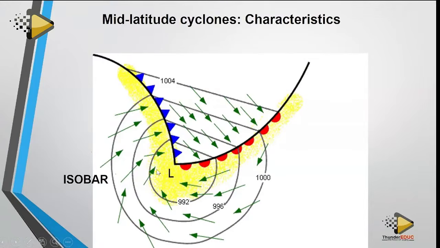It's very key for you to be able to state the air circulation, or the movement of air around the system. So we have two movements here. We have number one, the movement of air around the system, and we have the general movement of the system. The mid-latitude cyclone moves from west to east, or it moves eastwards. Why does it move eastwards? Because it's driven by the westerlies.